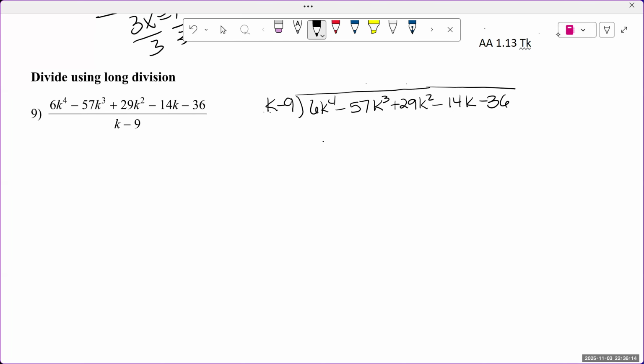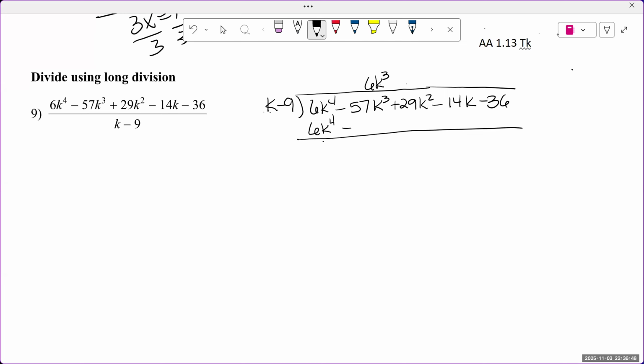Number 9. Okay, let's practice long division. The more you practice, the better you get. So we're going to put 6k to the 4th. I want to make it match so that when I subtract, it makes it disappear. So 6k to the 4th divided by k is 6k cubed. Now multiply. 6k cubed times k is 6k to the 4th.